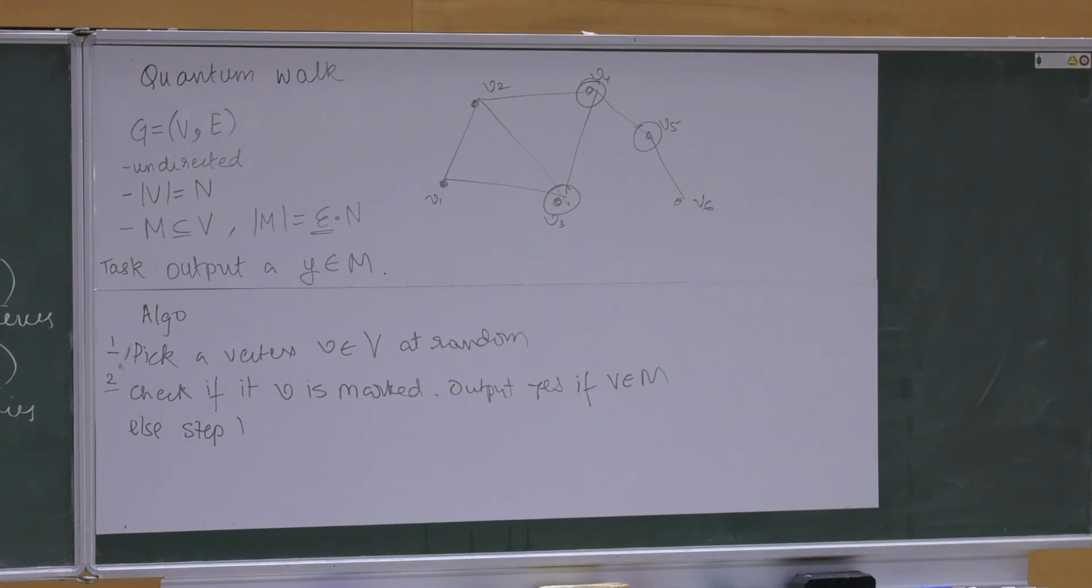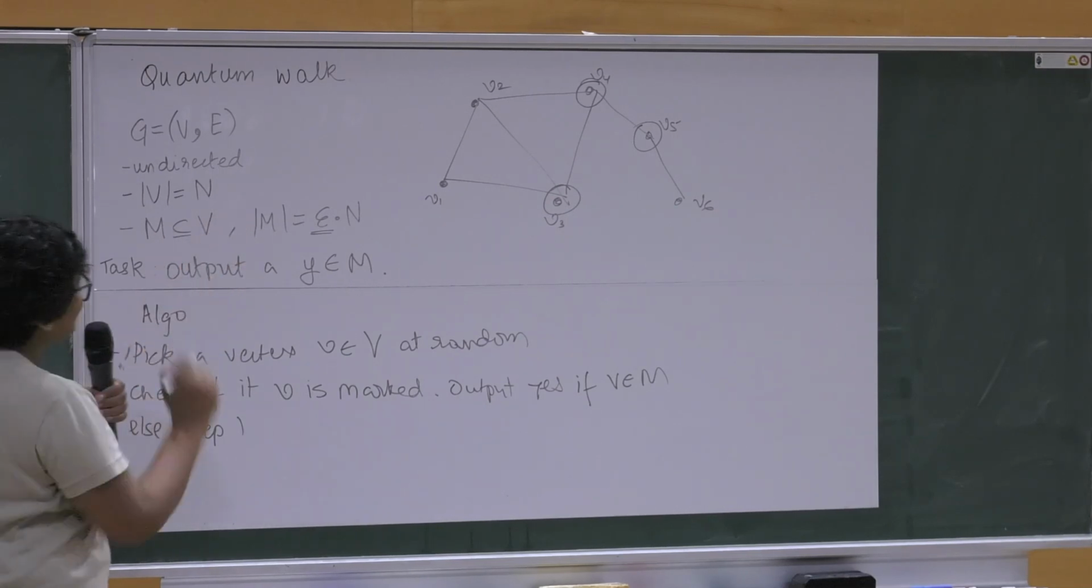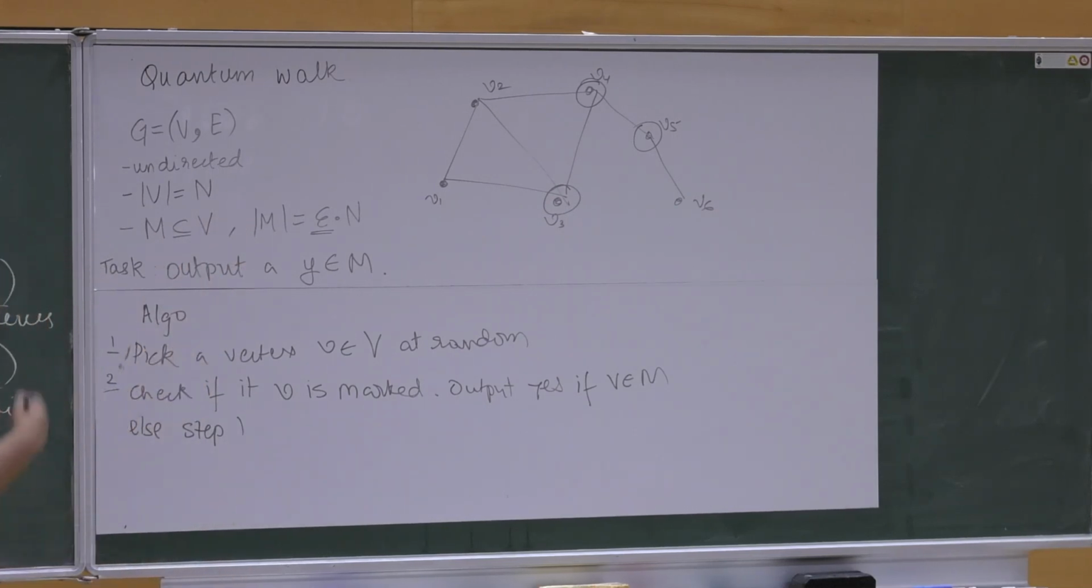Now, what is the probability of success for me? Half? Someone said half? No, it's epsilon, because an epsilon fraction of vertices are marked, right? In the example, it's half. Ah, yes, I see. In the example, it's half. But in the general case, it will be epsilon, right?